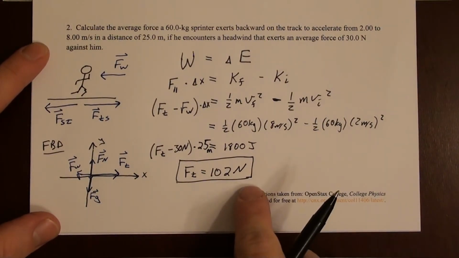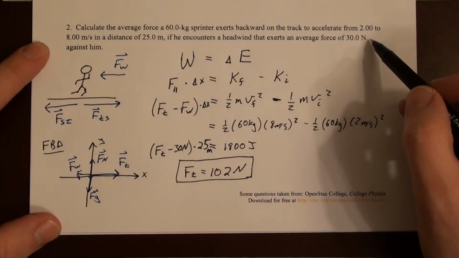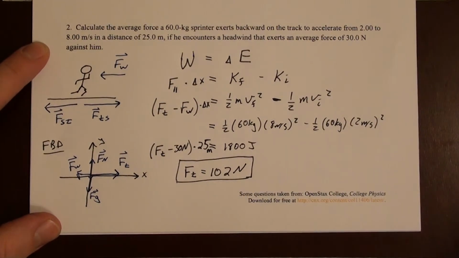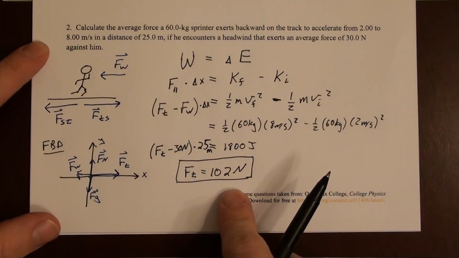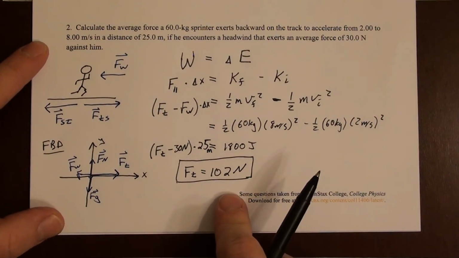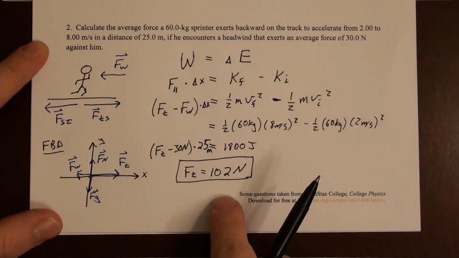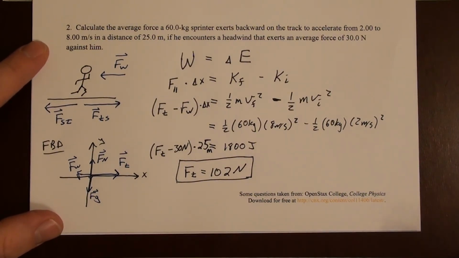So you can see here that this 30 newton headwind, or the 30 newtons that he experiences from the wind, is actually significant, right? It's a third of the force that he's having to apply. So if there were no wind, he would only have to apply 72 newtons. So this is a significant amount of resistance from the wind. And that's an interesting part of this problem.